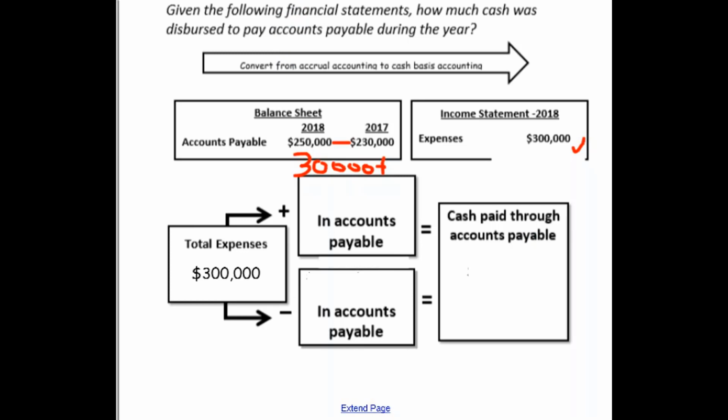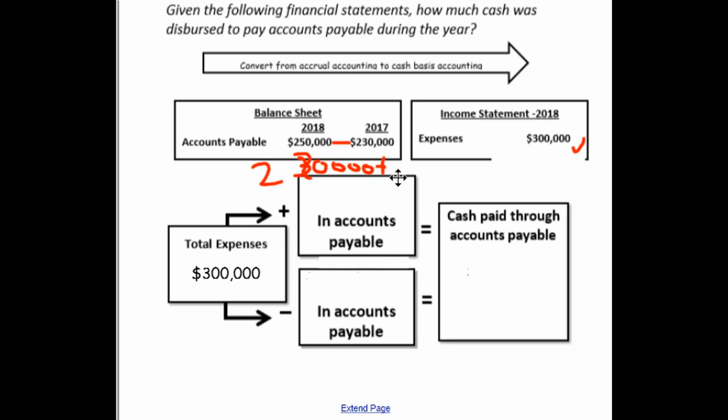I take my total expenses of $300,000. I'm told here that I have an increase in accounts payable from 230 to 250. So that's, and I'm sorry, I put the wrong amount in there. That amount I should have filled in should be $20,000, not $30,000. Sorry for the math there. Now I know that I have an increase of $20,000.